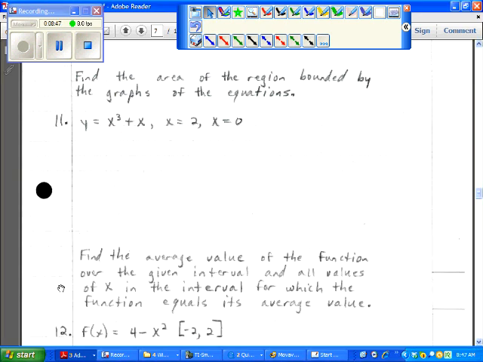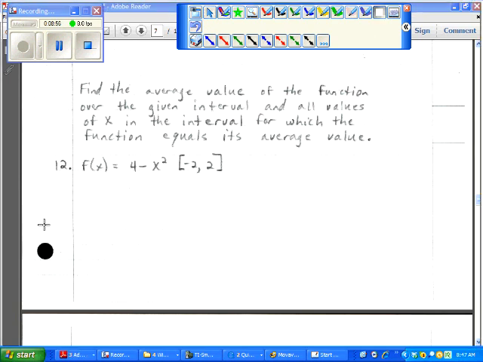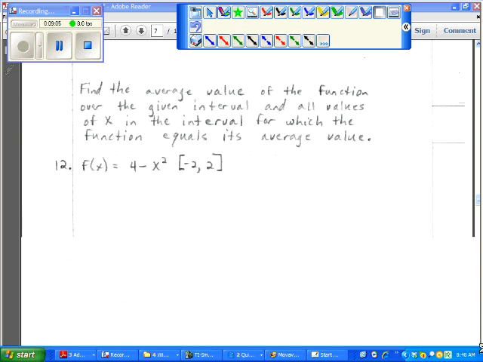All right, let's take a look at number 12. Number 12 says find the average value of the function over the given interval and all values of x in the interval for which the function is equal to its average value. Average value. You may think, well, what is average value talking about? Well, let me try to explain average value.